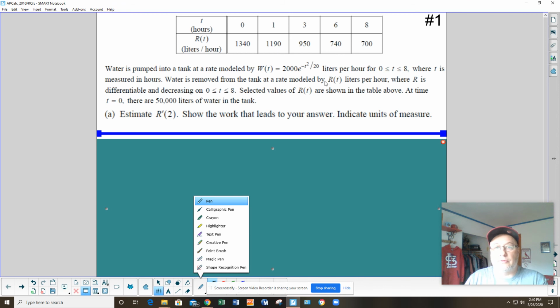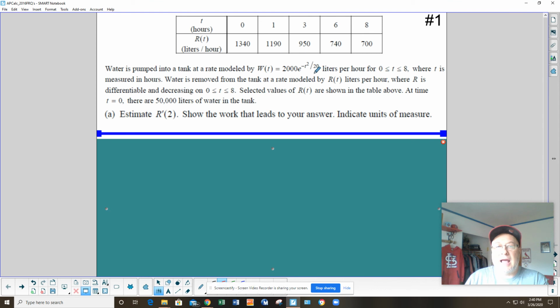So remember, the derivative was already taken of these two items, W of t and R of t, because they are in liters per hour here. So that's important to keep track of. Even though it's listed as W of t, it's really the derivative of something, but it's only listed as W of t.